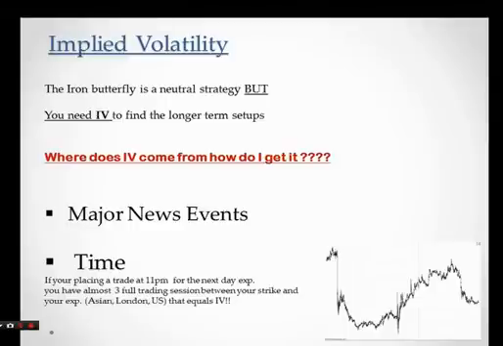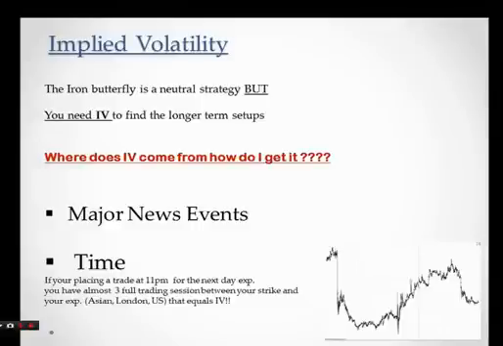This is probably the most important slide in the presentation here, and it talks about implied volatility. The Iron Butterfly is a neutral strategy, but you still need implied volatility to find the longer-term setups. So where does the implied volatility come from? How do I get it?